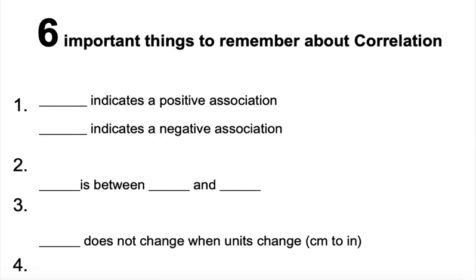All right, so 6 things to know about correlation. If I have a positive number, when I see it, it's actually going to be a number, not an R. If I have a positive number, that indicates a positive association. A positive association means as one quantity gets bigger, the other quantity gets bigger. Yesterday we talked about snowfall and shoveling time. As the amount of snowfall went up, the shoveling time should go up. That's a positive correlation.